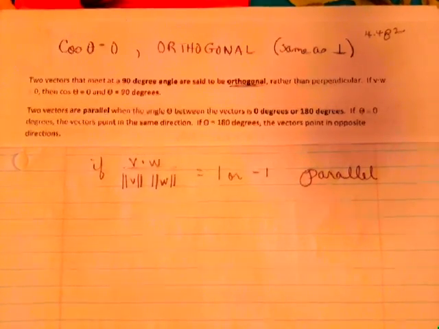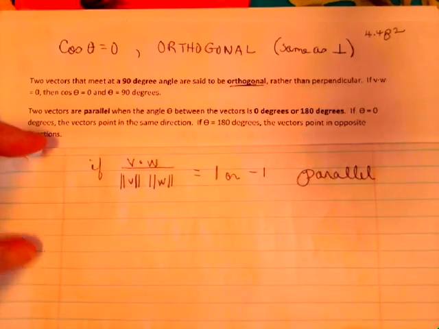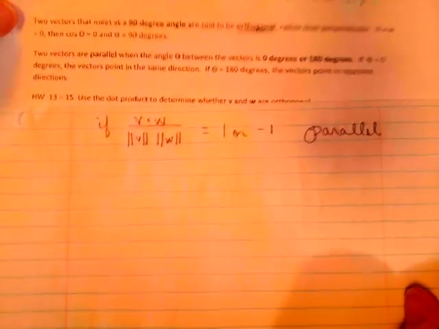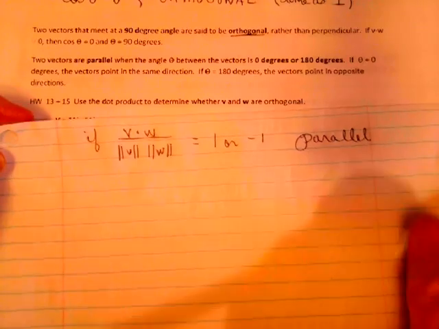For the orthogonal, anytime you're working these, if you get a 0 for v dot w, then you know right then that they are orthogonal.